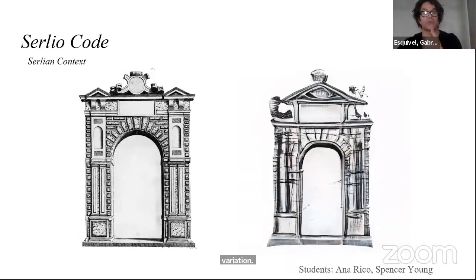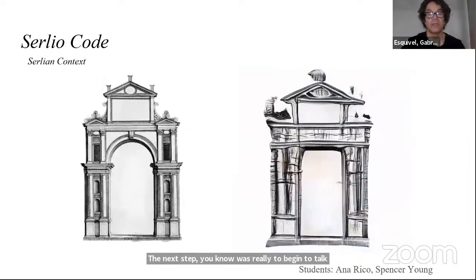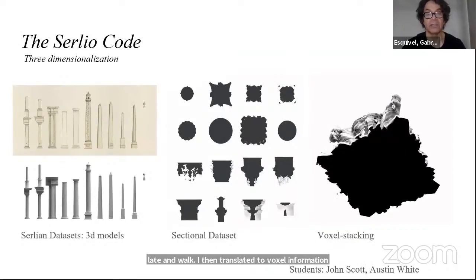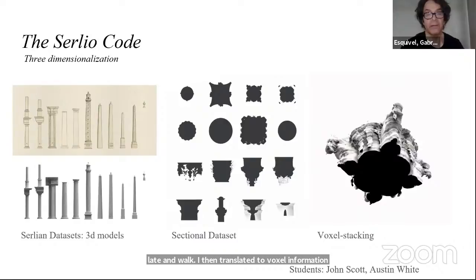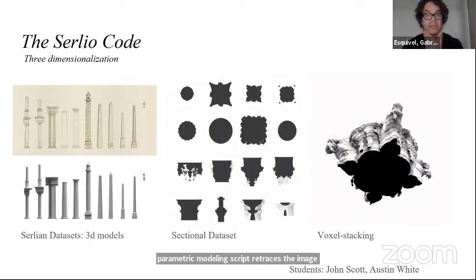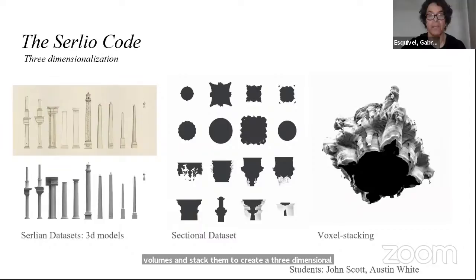The next step was really to begin to talk about three-dimensionalization. The image frames of each latent walk are then translated to voxel information and stacked, resulting in two 3D forms. Once the frames have been prepared, they are fed into a parametric model and script, which traces the images, converts them to voxel volumes, and stacks them to create a three-dimensional version of latent walk images.